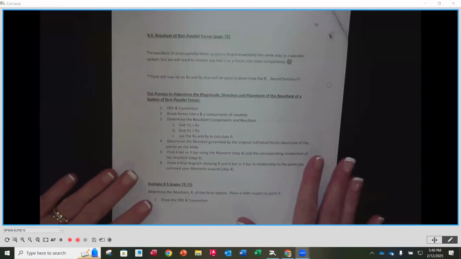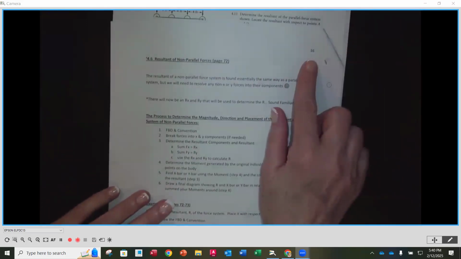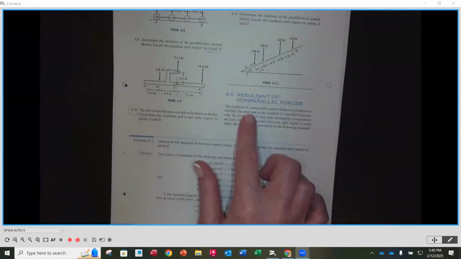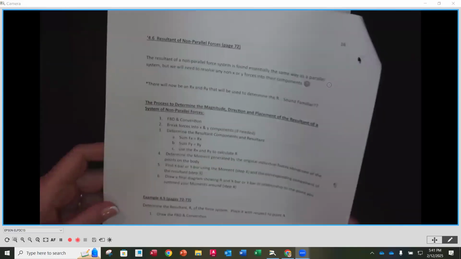All right, so we're ready to continue on in our guided notes, and we are going to start here on page 16. And this next section that we're going to be looking at is finding the resultant of non-parallel forces. And this is going to start on page 72. It's this section right here, and the first example is going to be down here on page 72 in that PDF of that chapter that I made available to you guys.